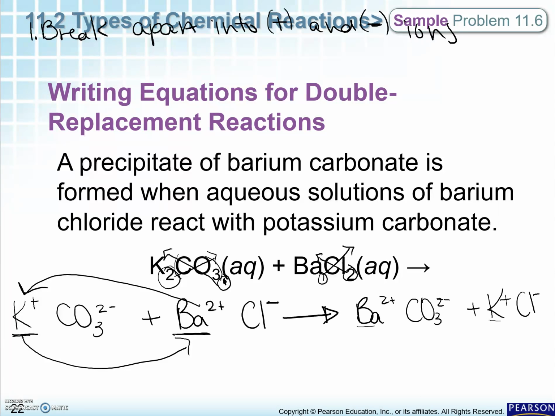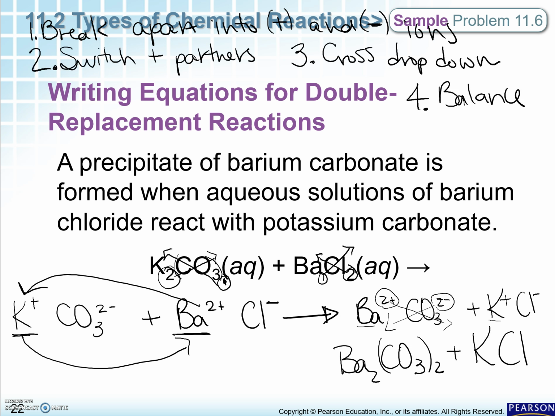Now that we have switched our positive partners, we're going to grab those charges like we did back in chapter 7 and cross drop down. That cross drop down allows us to cancel out those charges and make sure that everything is balanced in our equation. We have now cross dropped down our charges. And one last thing, remember, we can also reduce these guys right here. Because they're both 2's, we can divide by 2 because it's an ionic equation. And so our final answer would look like the following: barium carbonate and potassium chloride.